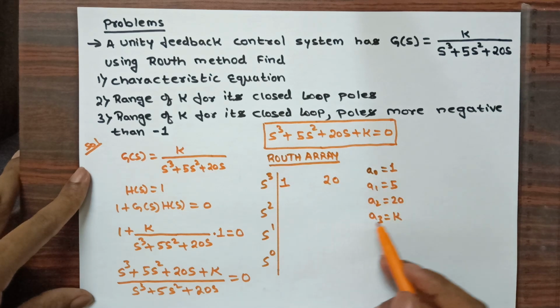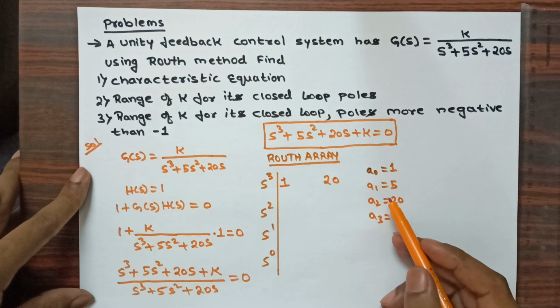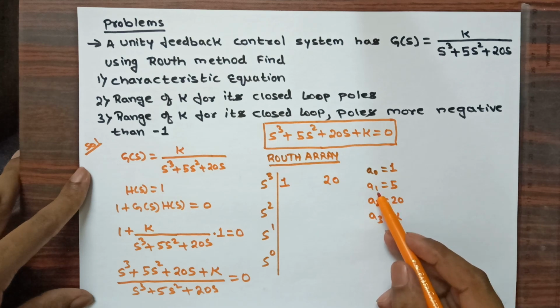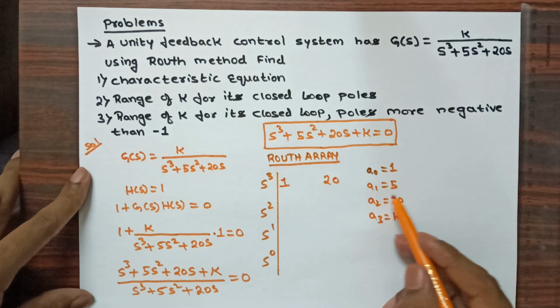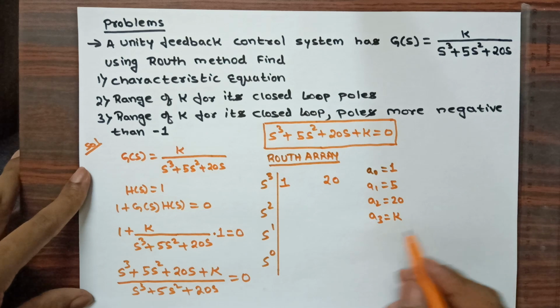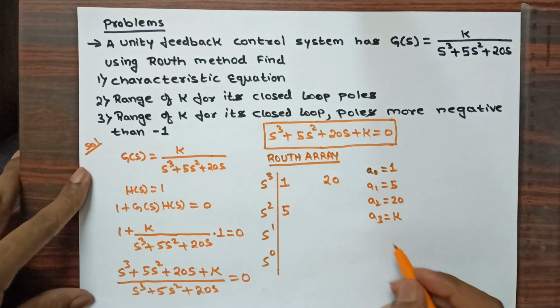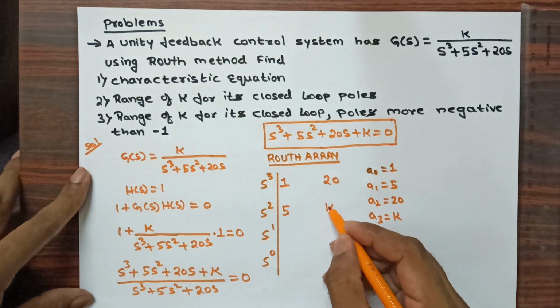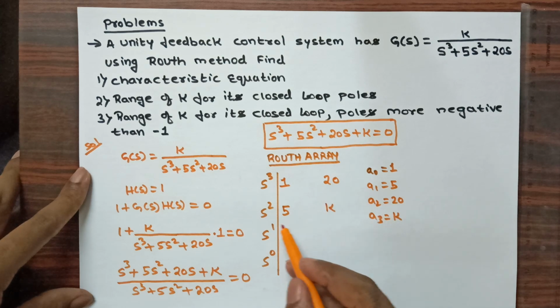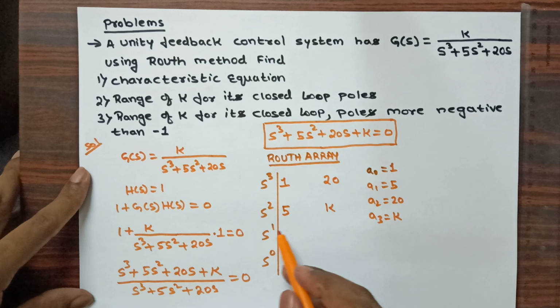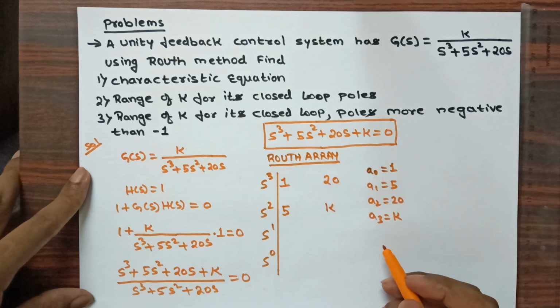Then in the second row we consider the odd coefficients, that is a1 and a3, where a1 value is 5 and a3 value is K. By substituting a1 value 5 and a3 value K, I get the second row. So in this way I got the two rows directly from the characteristic equation.